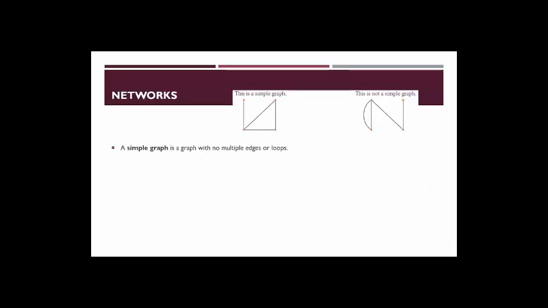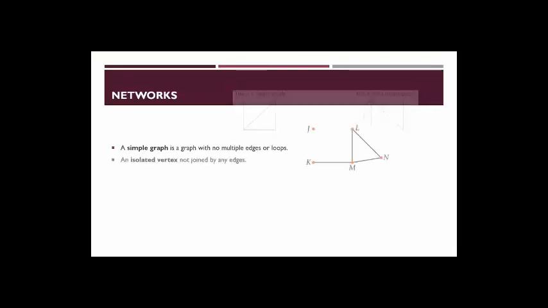Okay, now a simple digraph. A digraph is something we have already discussed, but as a part of recollection I am just giving you a video. A simple digraph is a graph with no multiple edges or loops. For example, and an isolated vertex is a vertex not joined by any edges. Point J here is an isolated vertex which is not joined at all to any other points.